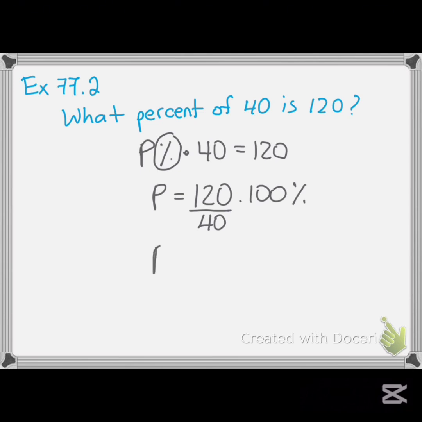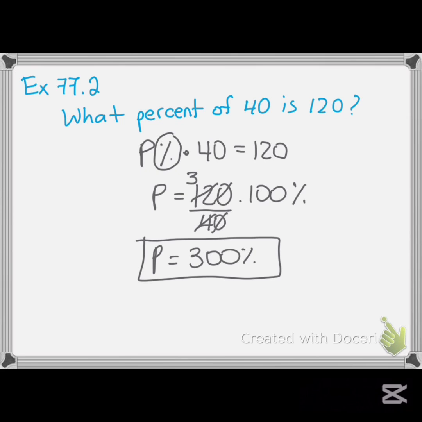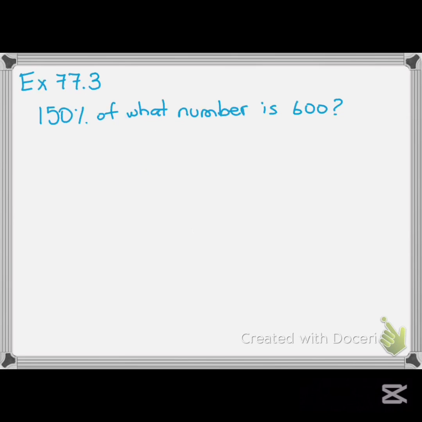And so in this case, we're going to do the same. We're going to divide the zeros. We cancel, divide by 10. And then we're going to divide 12 divided by 4, which is 3. So P is 300%. Example number 3 says 150%.